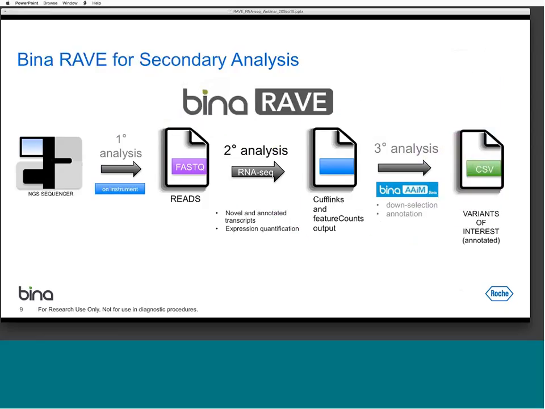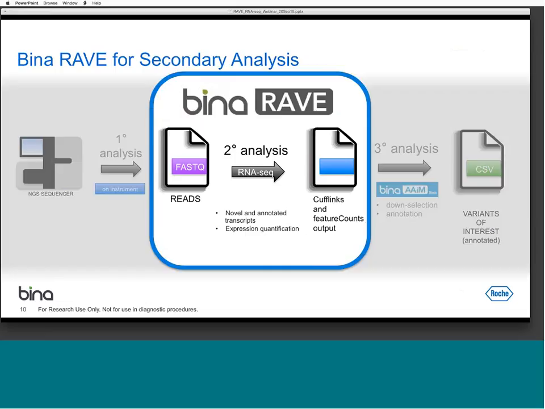Now, as I mentioned, the RNA-Seq analysis is performed using our Bina solution. There are multiple different analytical workflows available through there, and just one of those is the RNA-Seq workflow. As I mentioned already, you have the option of identifying novel and annotated transcripts and/or performing expression quantification.